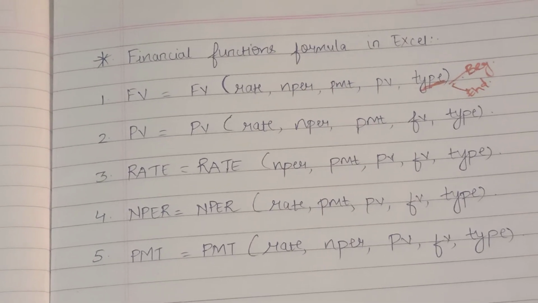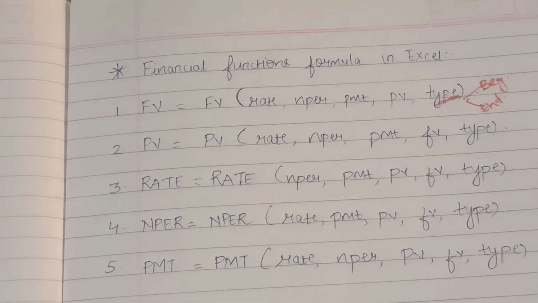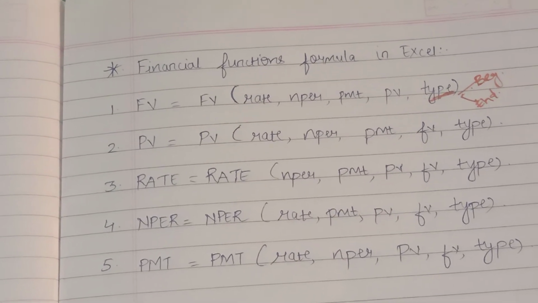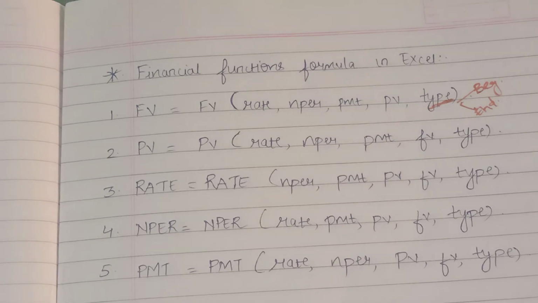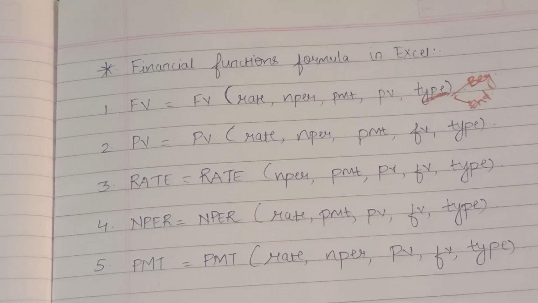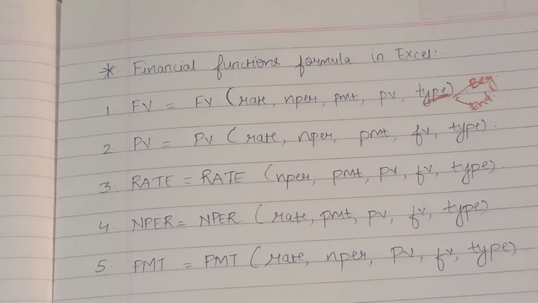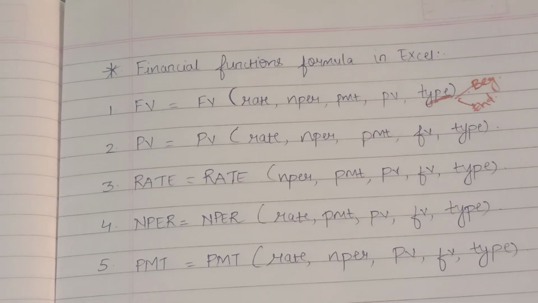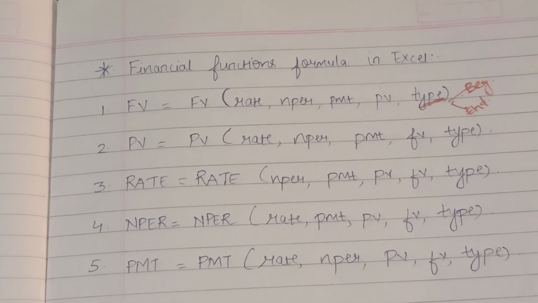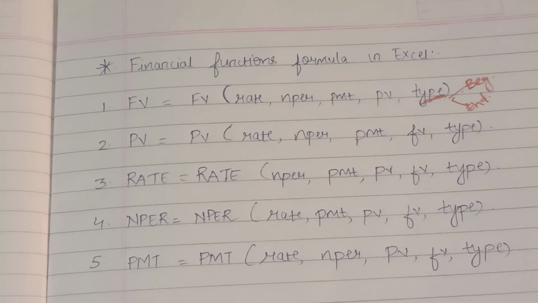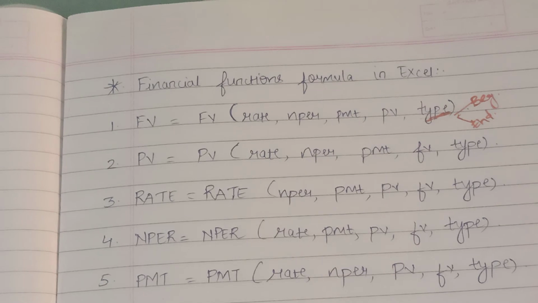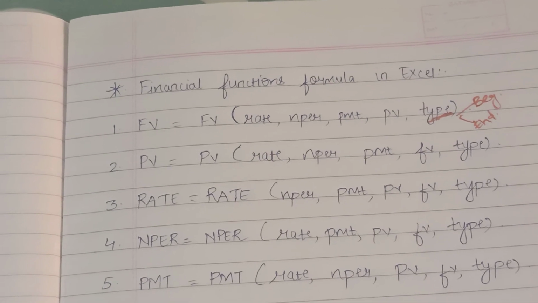NPER, rate, PMT, PV, FV. This is the formula for NPR. Rate and PMT would be given, PV, FV, any of the two. In PMT is equal to PMT, rate and NPR would be given, PV or FV or both the values.